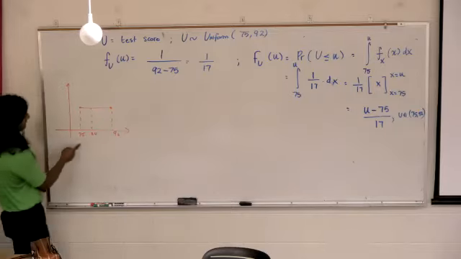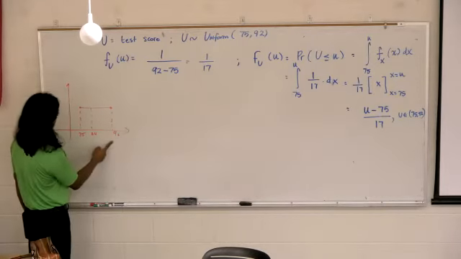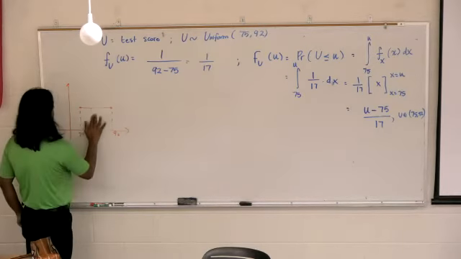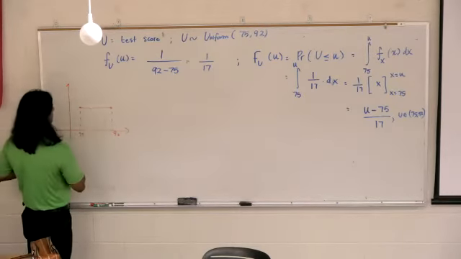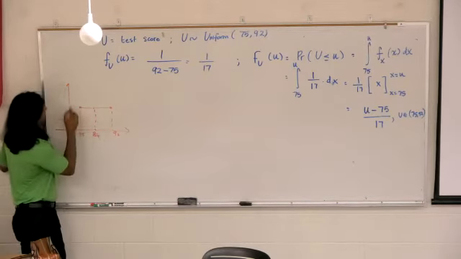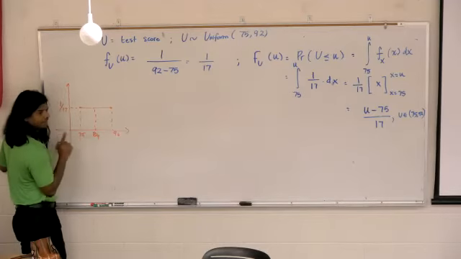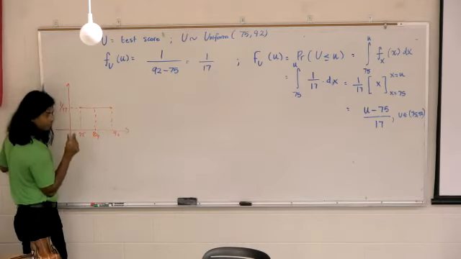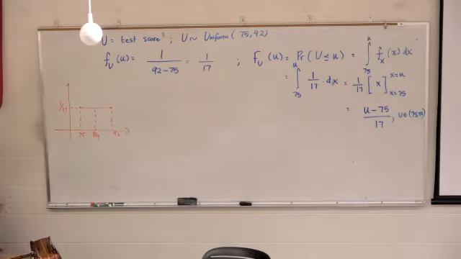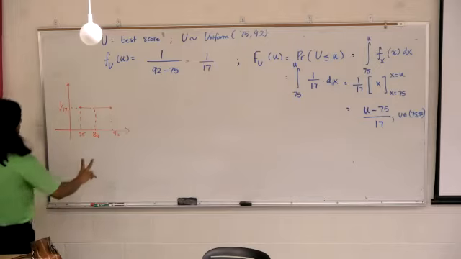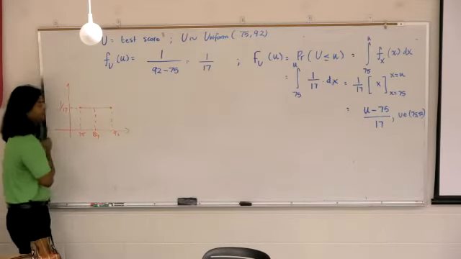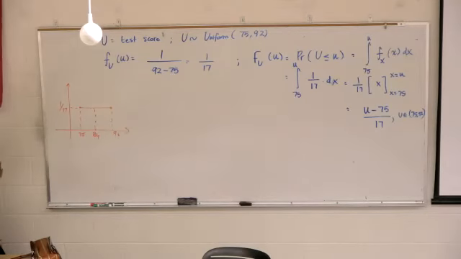So 75, 84, 92. 9 below and 8 above, in particular. It's 1/17 per unit. If I wanted to know the chances that the score would be at least 84, here it would be 8 divided by 17, right?